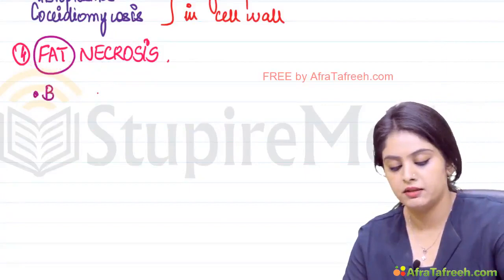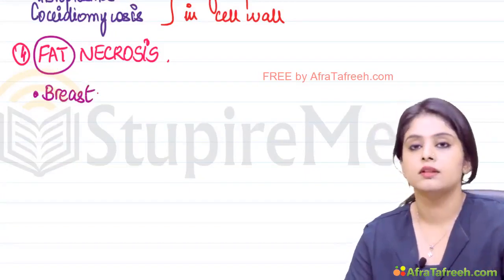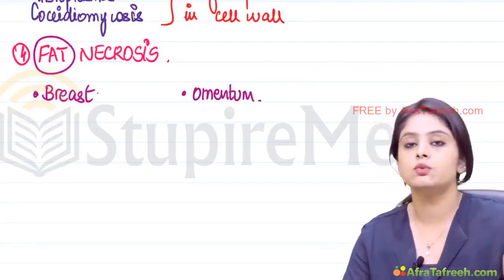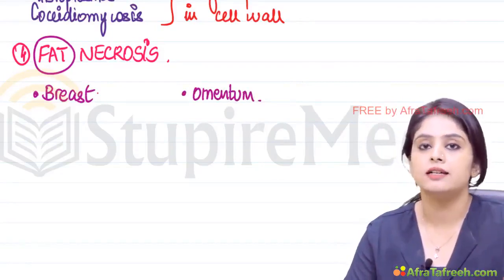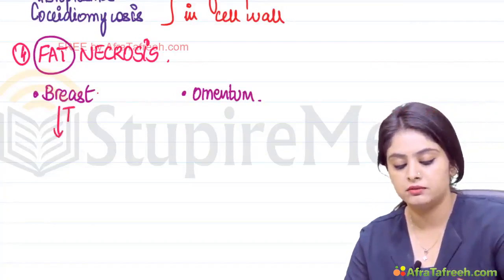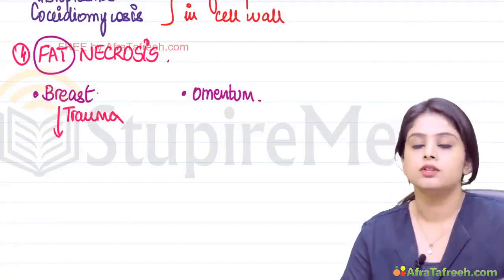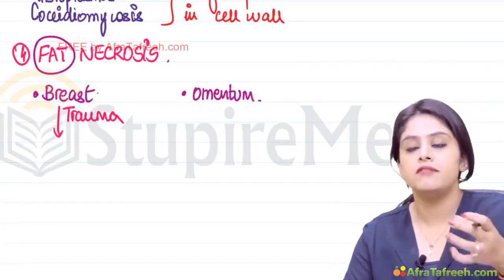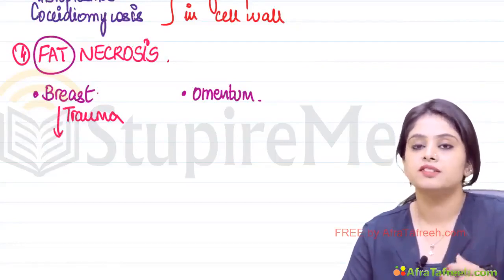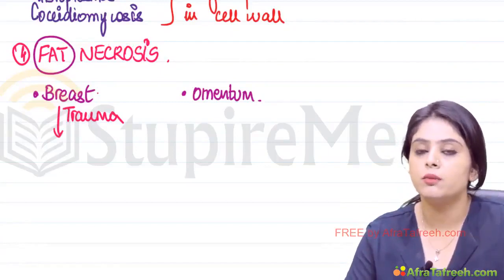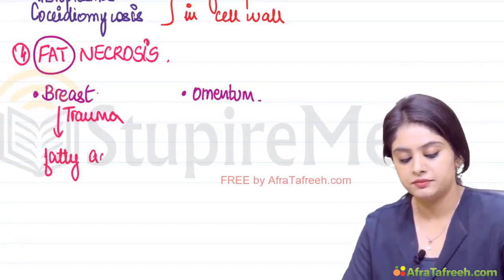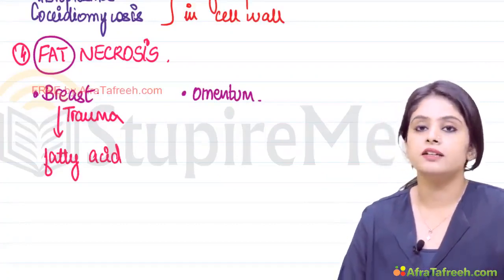For example, in the breast, and second, in the omentum. Now we know these are two areas or organs which are very rich in fat, lipid. What happens if in the breast there is any trauma? Trauma to the breast means trauma to the fatty tissue in the breast. The fatty tissue will break. When fat breaks, what is formed, students? You already know from your basic biochemistry. Fat will break into fatty acids.